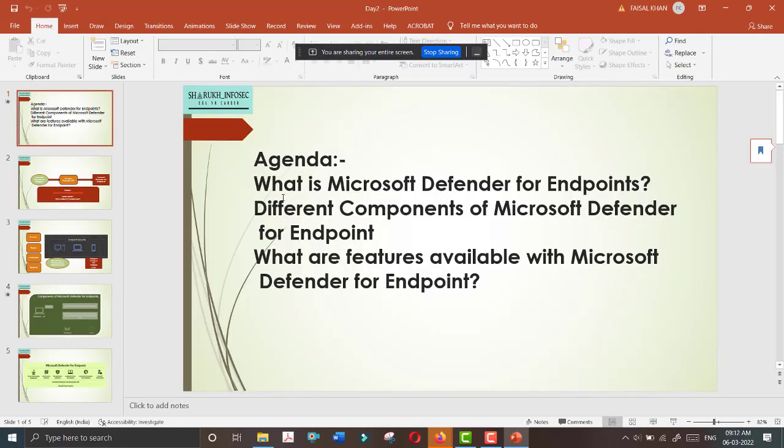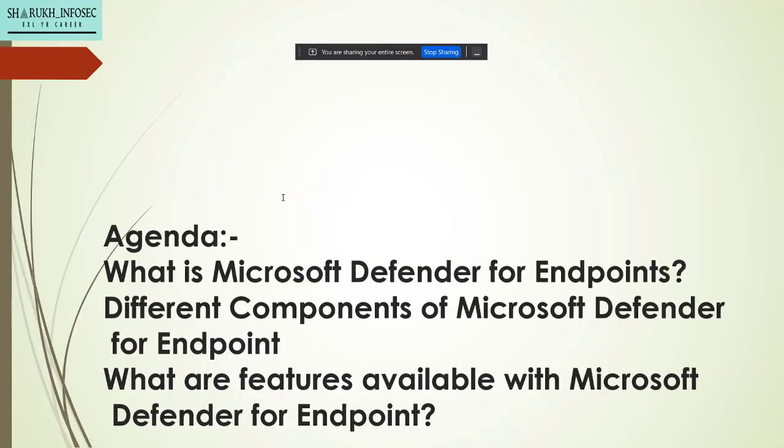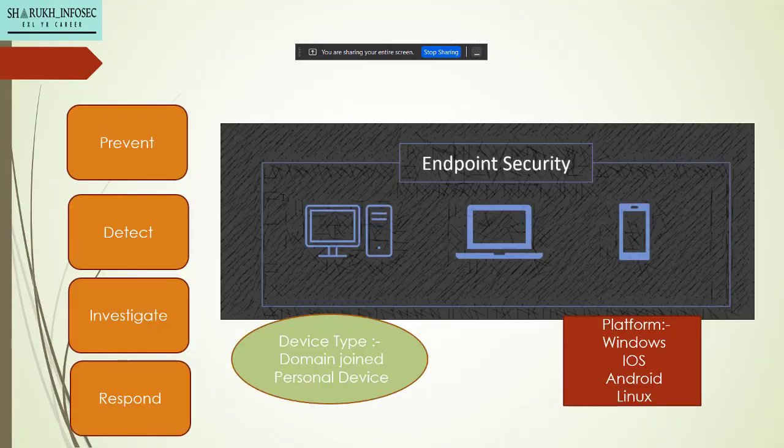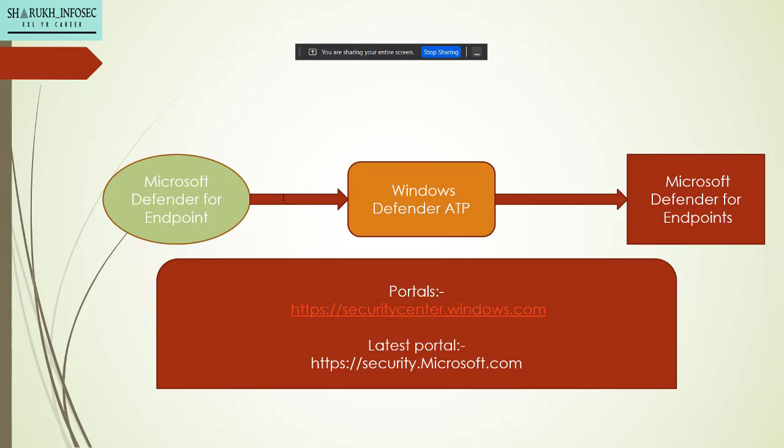I'm not going to cover the whole slide, just Defender for Endpoint, what it is basically. When they initially launched the service, I think I made a mistake, it was Azure Defender for Endpoint. Then they renamed it to Windows Defender ATP, and then to Microsoft Defender for Endpoint. So this is the latest name: Microsoft Defender for Endpoint. Naming convention changes have happened a lot.